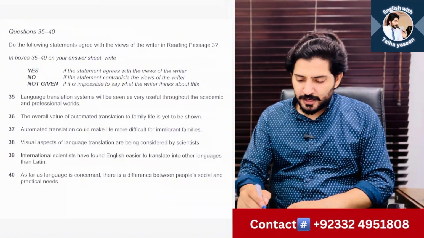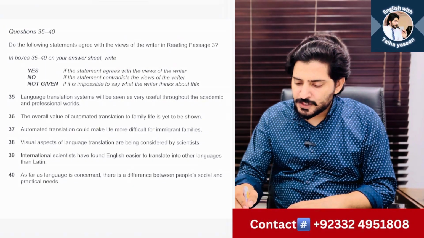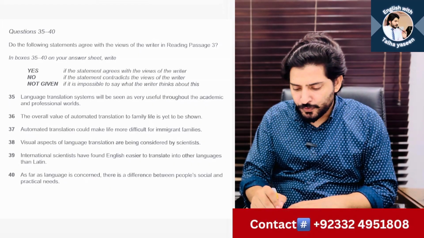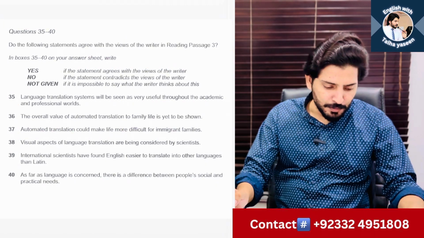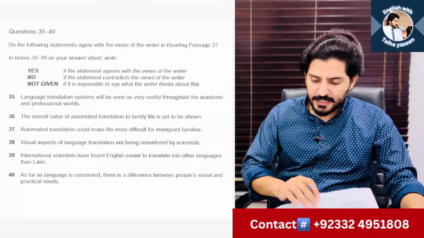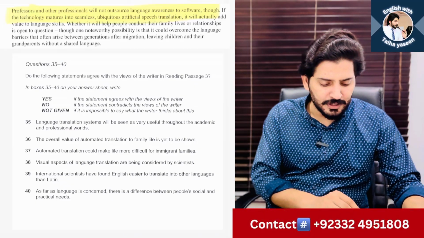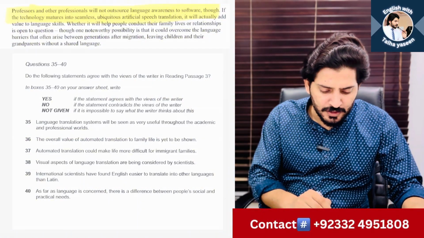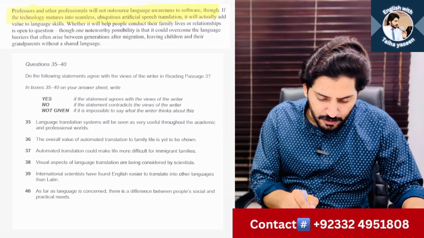Question number 35. Language translation systems will be seen as very useful throughout the academic and professional worlds. Academic and professional worlds mean professors, universities, colleges, etc. Let's find the word in the passage. Yes, it's given in the second last passage: professors and other professionals will not outsource language awareness to software, though.